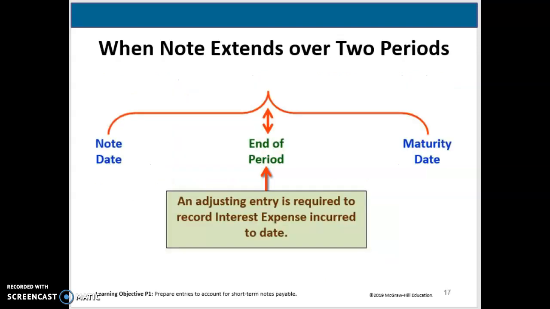Now, one thing to remember is if we get to the end of the year and we have a note that started maybe in November, but it ends in January, at the end of December 31st, we have to do our adjusting entries, and we would have to recognize any interest that has been incurred since the signing of the note. Just like we've done before when we had interest receivable, we wanted to recognize the interest we would receive. Now we're going to recognize the interest expense we would have as of that date. We would set it up as a liability that we'll pay in the future.